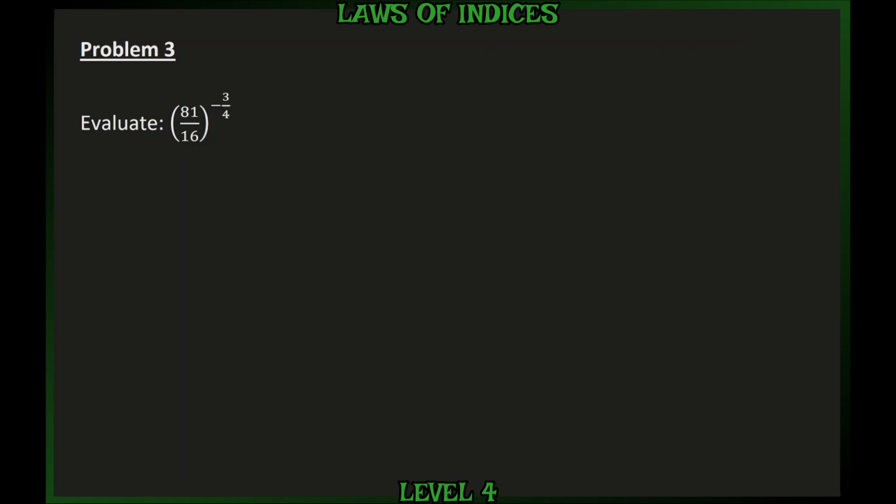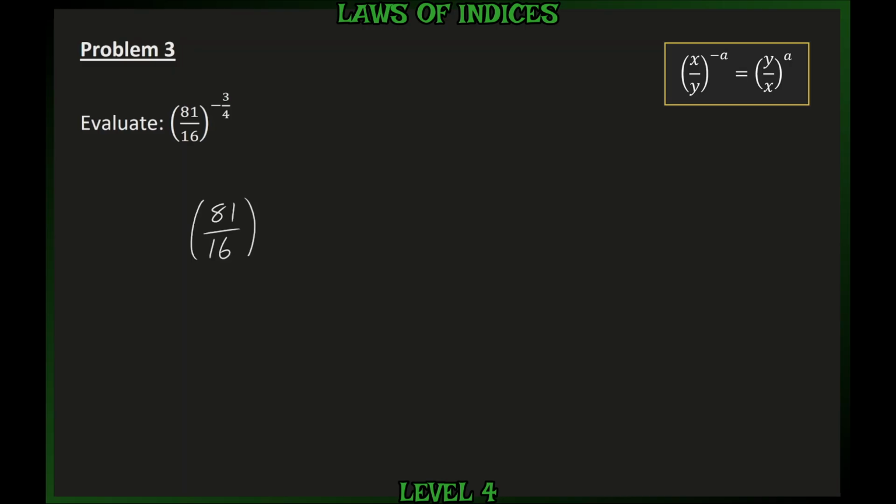In problem 3, we're evaluating 81/16 raised to the power of -3/4. To start, since we have a fraction raised to a negative power, we're going to use this law, which tells us that 81/16 raised to the power of -3/4 can be rewritten as 16/81 raised to the power of +3/4.